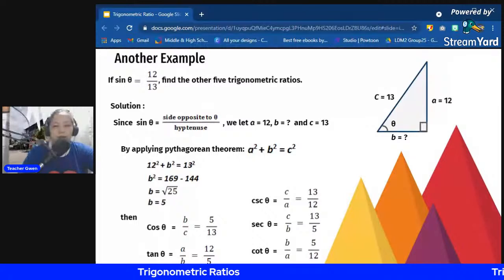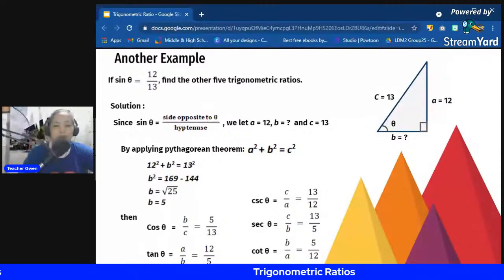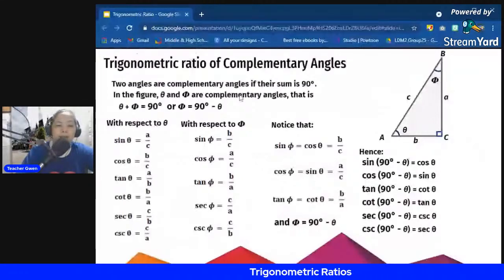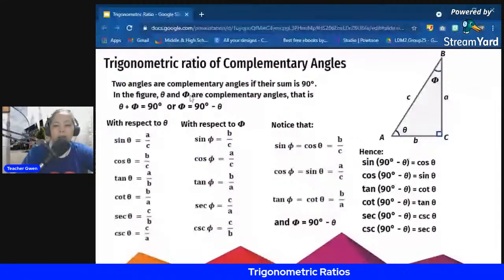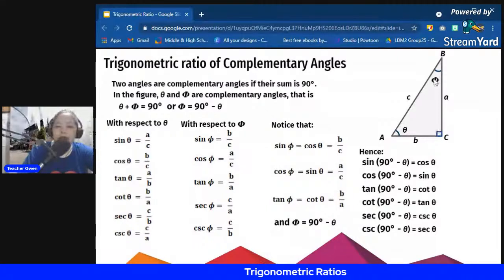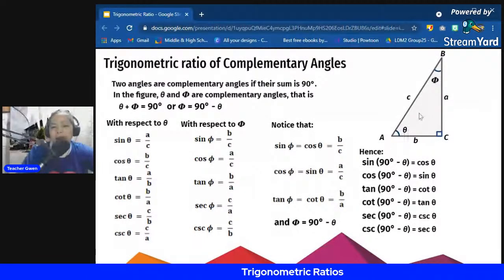We have here the trigonometric ratio of complementary angles. Two angles are complementary angles if their sum is equal to 90 degrees. In the figure, theta and phi are complementary angles. That is, theta plus phi is equal to 90 degrees. Remember, the sum of the angles of a triangle is equal to 180 degrees. The right angle is 90, so the other two angles sum to 90 degrees.